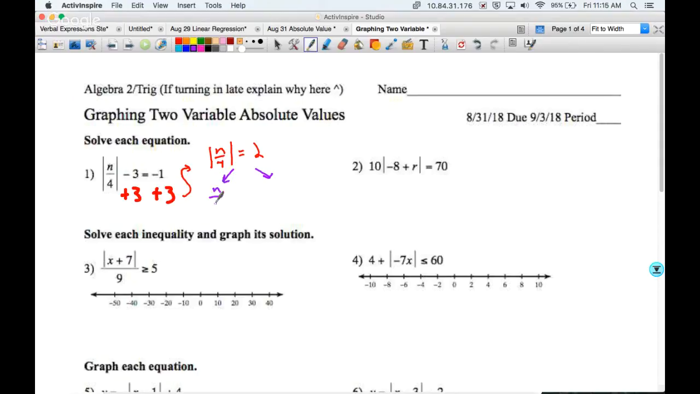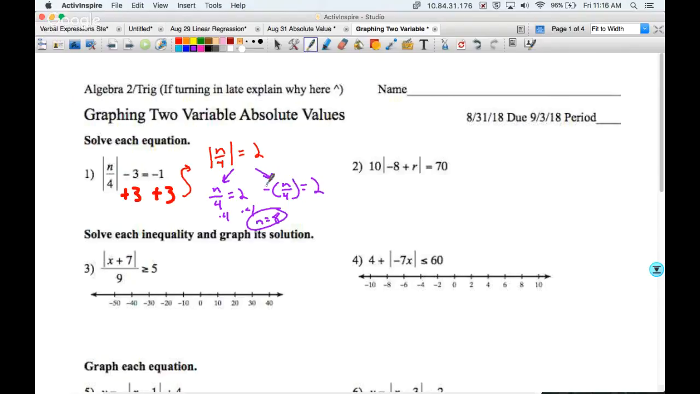One, we just drop the brackets entirely. In the second scenario, we replace the brackets with a negative parentheses. Now I solve these two independently to get my answers. In this case over here, I multiply both sides by 4. Now I've got n equals 8. In this case over here, I can get rid of that negative.